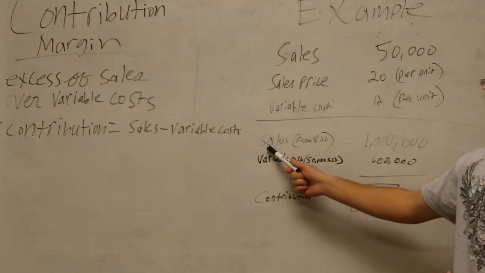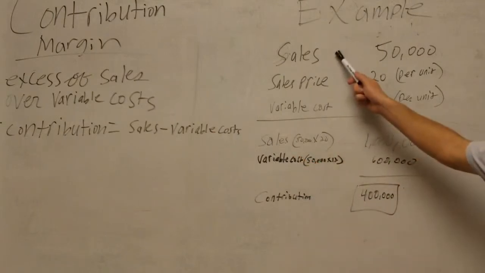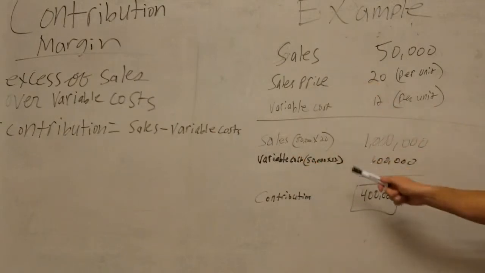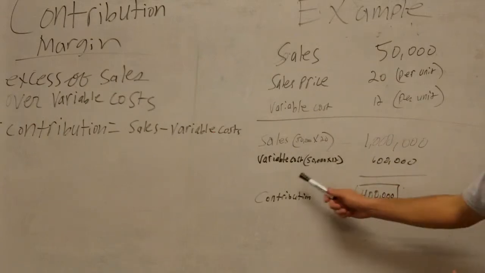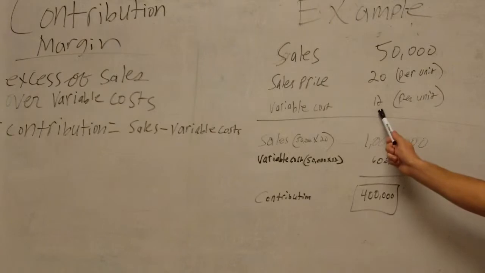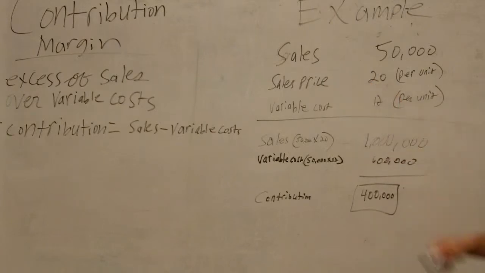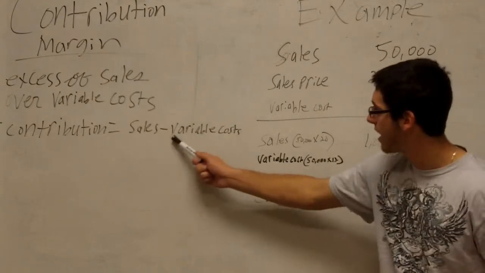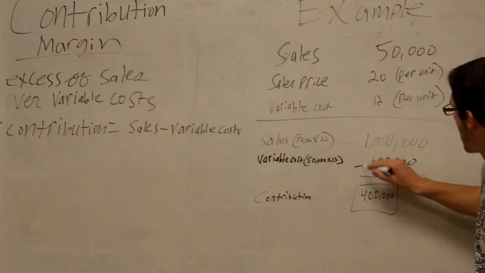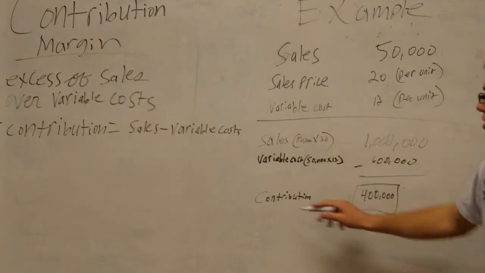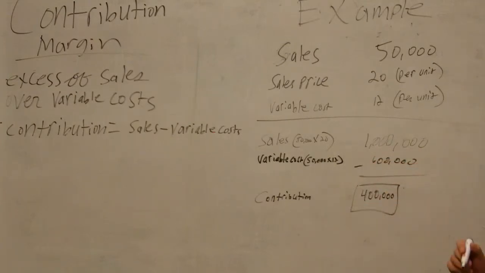For sales, you're going to do sales price times the sales, which is 50,000 times 20, and you get 1 million. For the variable cost, you do $12 per unit multiplied by 50,000, and you get 600,000. The equation is sales minus variable cost, so you do 1 million minus 600,000, and the contribution margin is going to equal 400,000. And that's how you find the contribution margin.